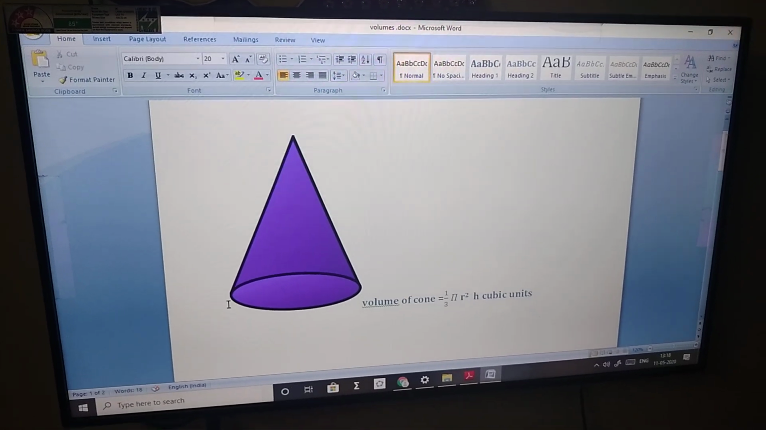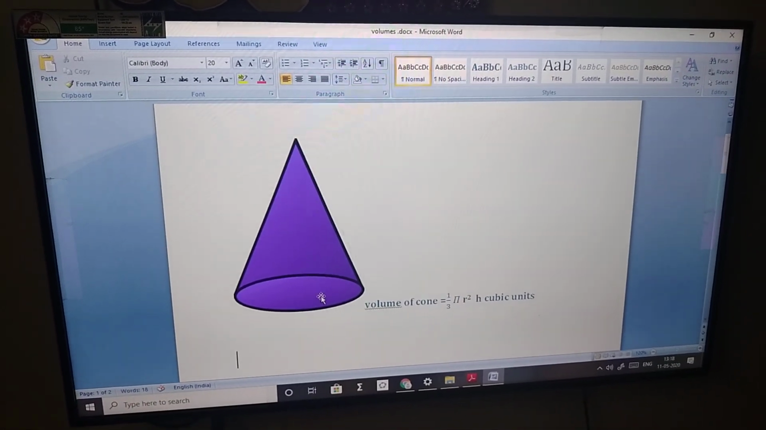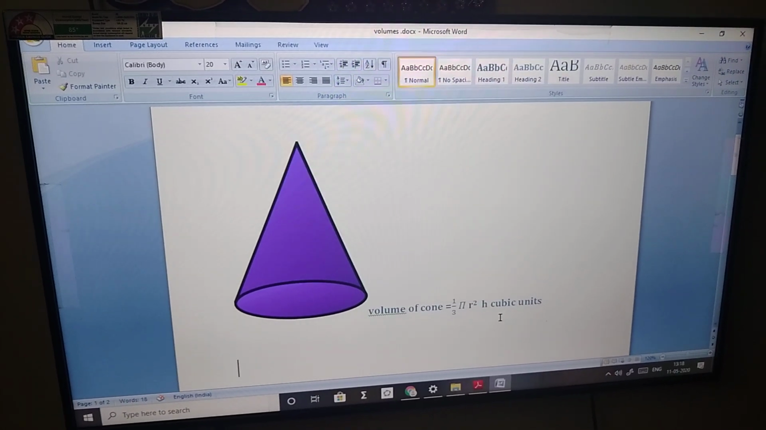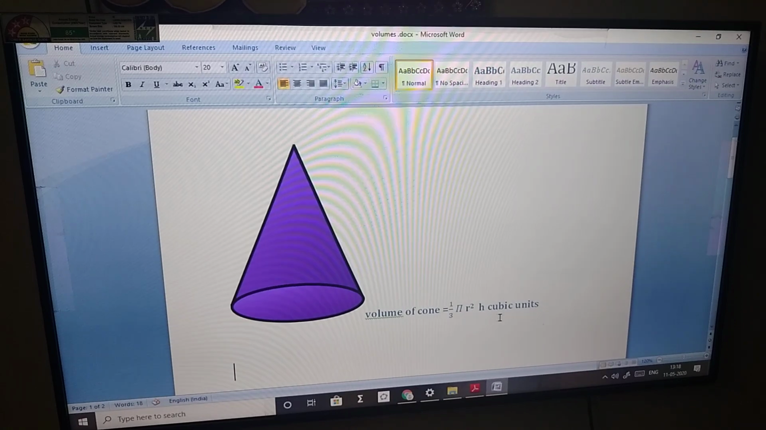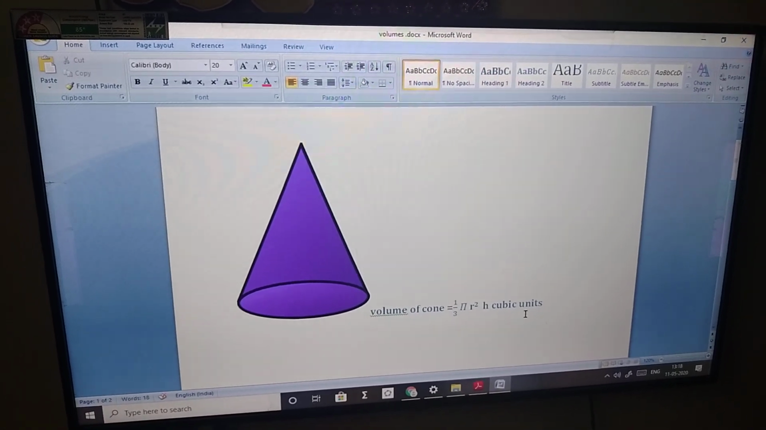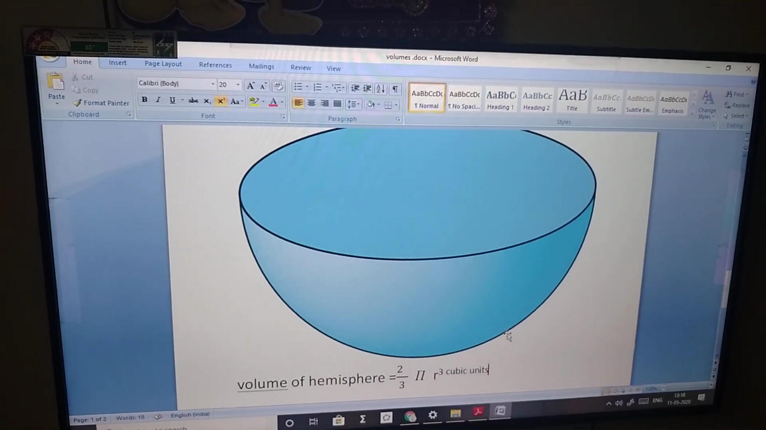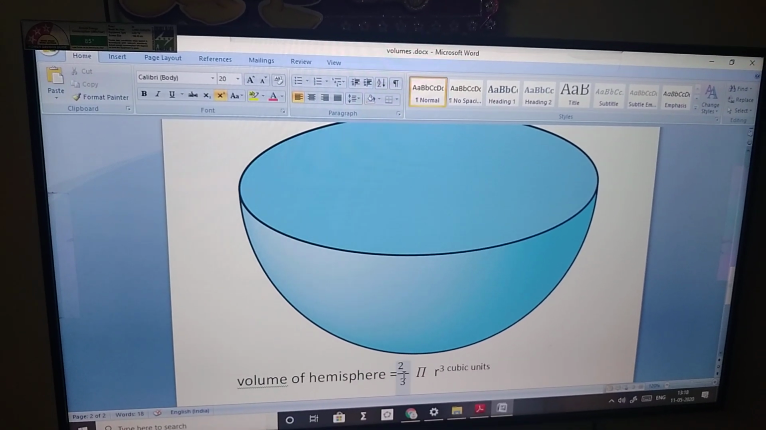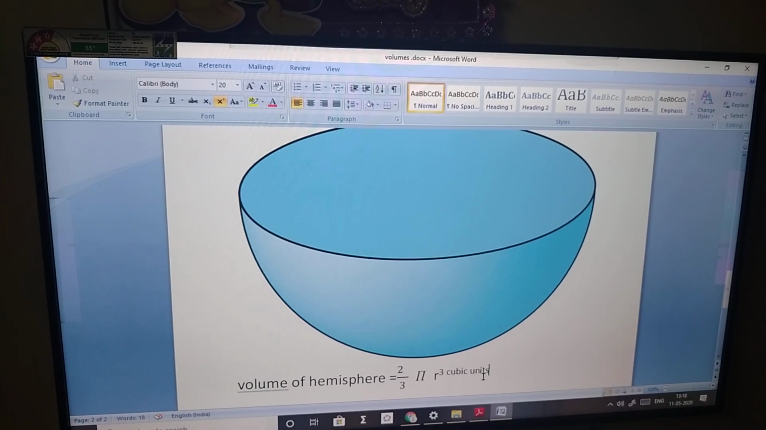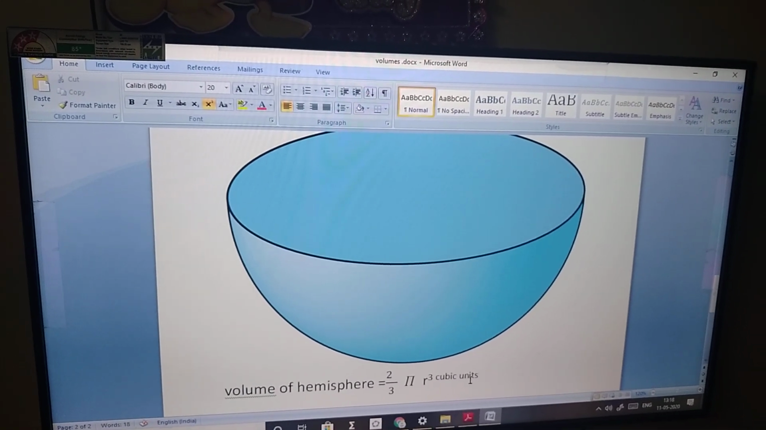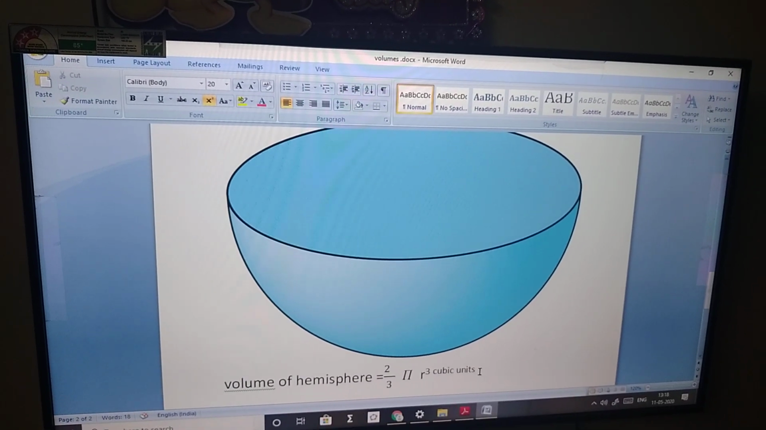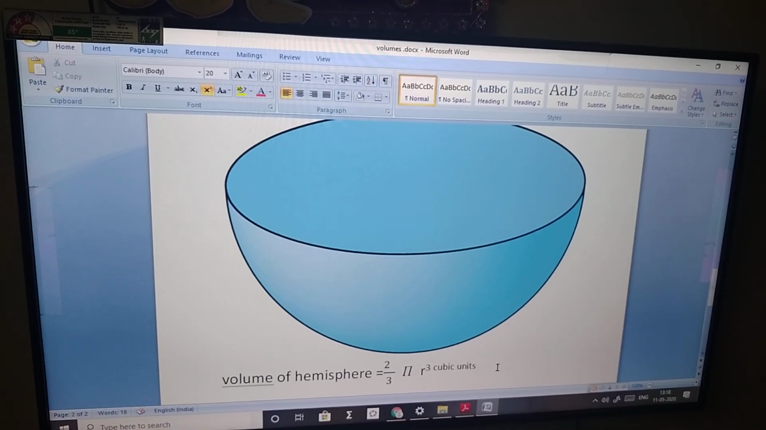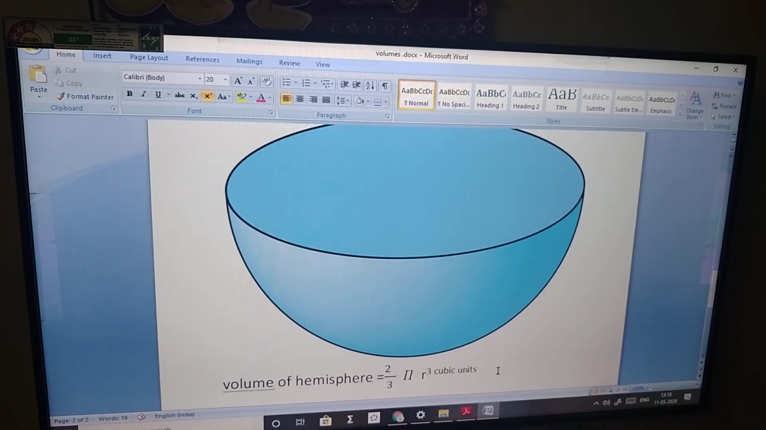Cone, it is a right circular cone. So we know the formula to find the volume of a cone: 1 by 3 pi r square h cubic units. Another solid, hemisphere. We know that the volume of a hemisphere is 2 by 3 pi r cube cubic units. By using these two formulas, we are going to find the volume of a combination of two solids.